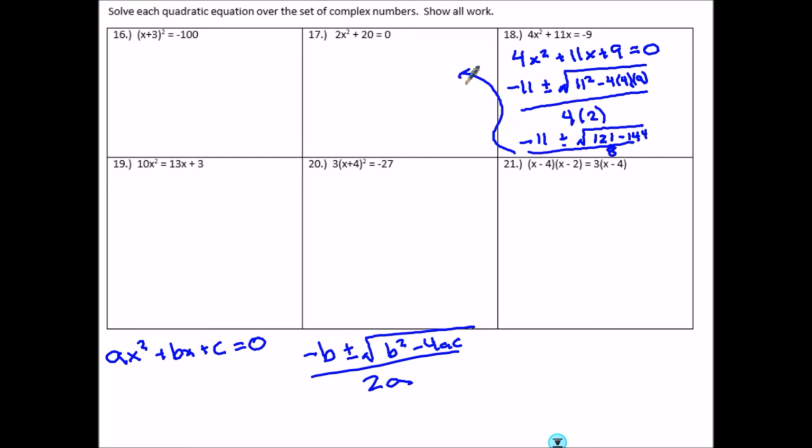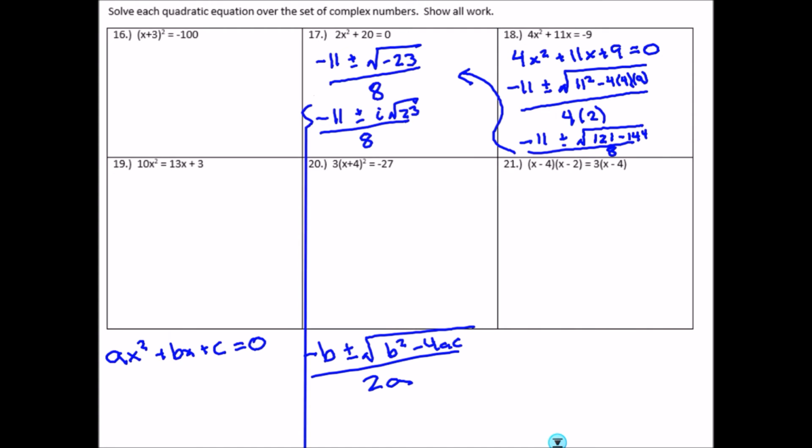I'm going to move my work out to here. So negative 11 plus or minus the square root of negative 23 all over 8. Now this would have been the final solution prior to this unit, but because we have the square root of a negative number, we can simplify this down to negative 11 plus or minus i root 23 over 8 as our final solution.